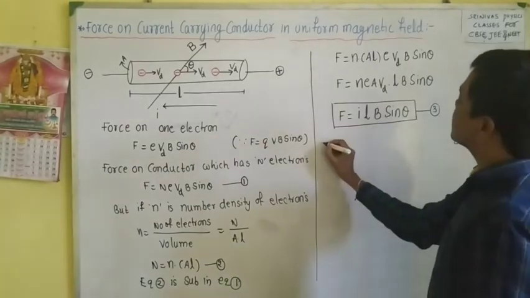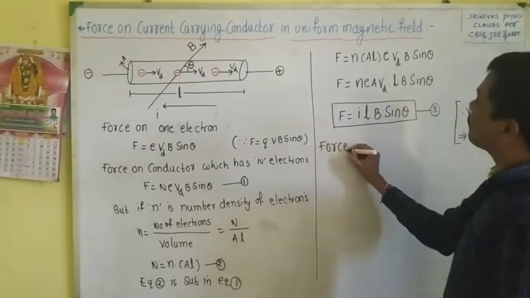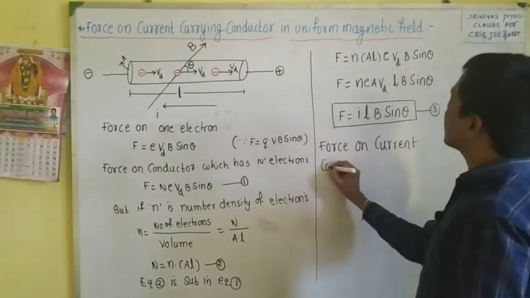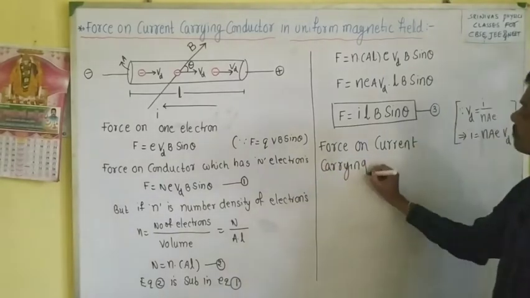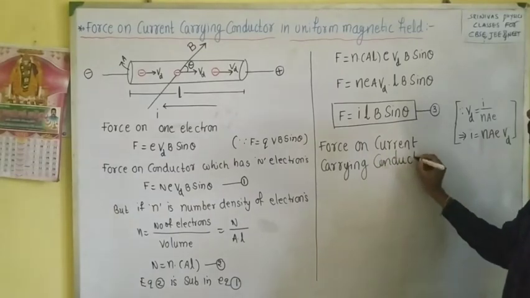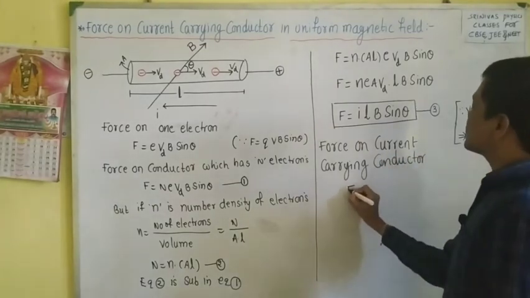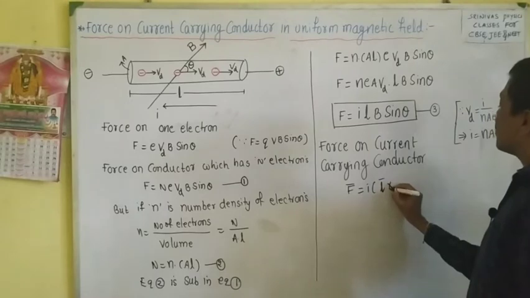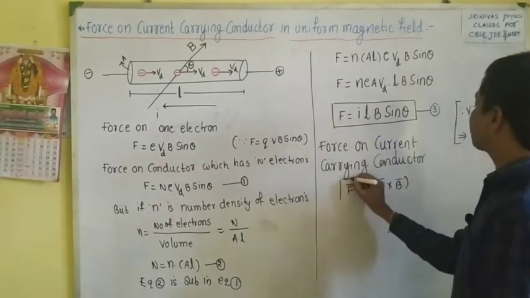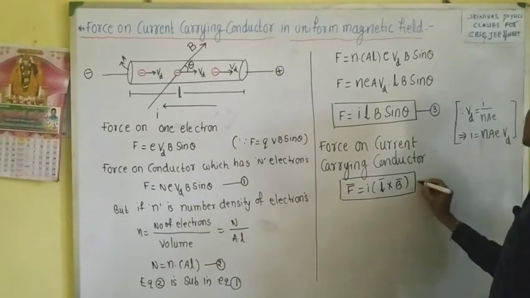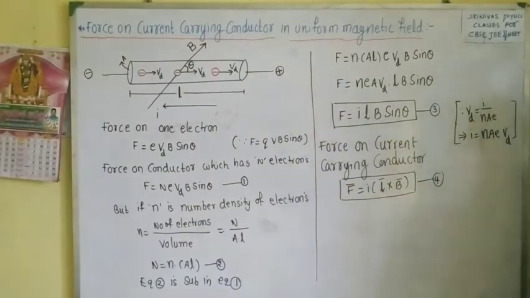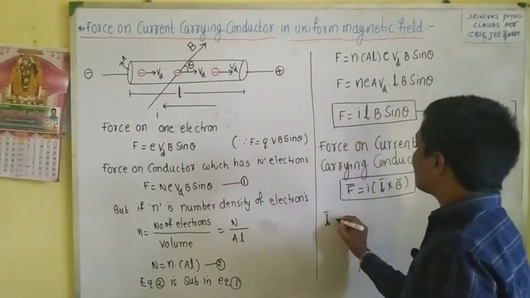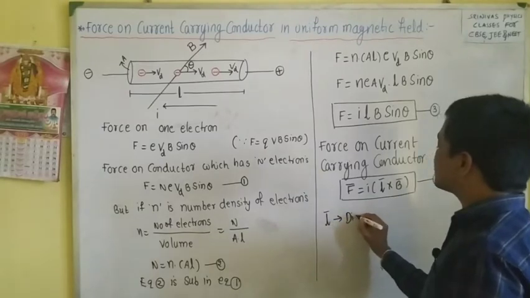What is this? I L B sin theta. This we can write as force on current carrying conductor in vector form. In vector form we write F bar is equal to I L B sin theta, we write as L bar cross B bar. This is equation 4. The force on current carrying conductor formula is either I L B sin theta or I L bar cross B bar, where L bar is the displacement vector.